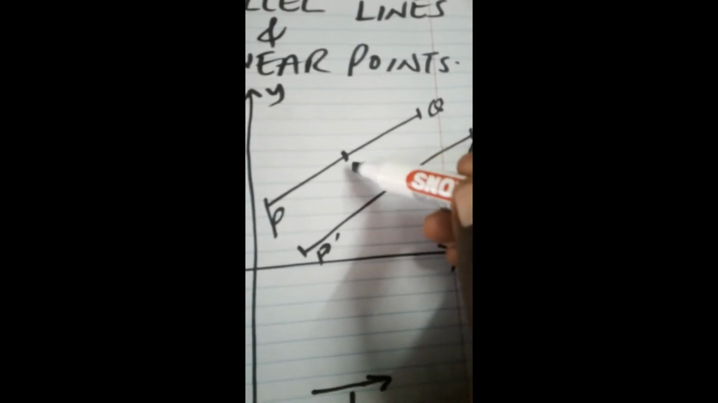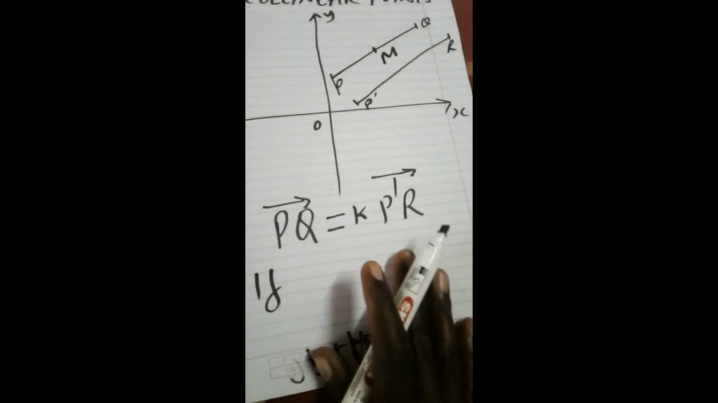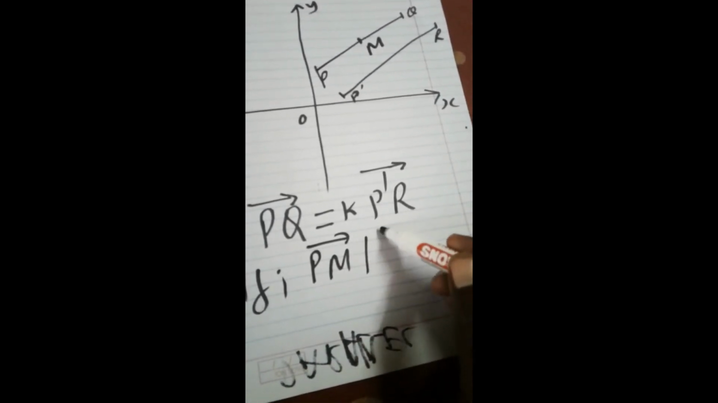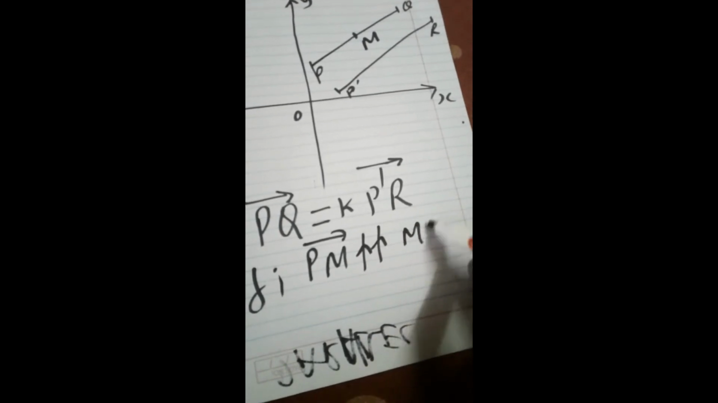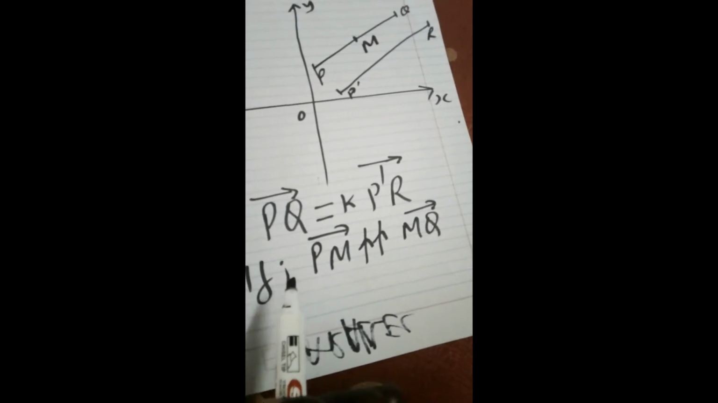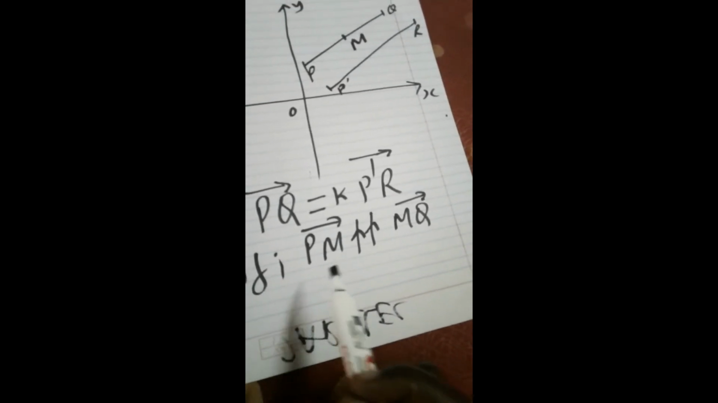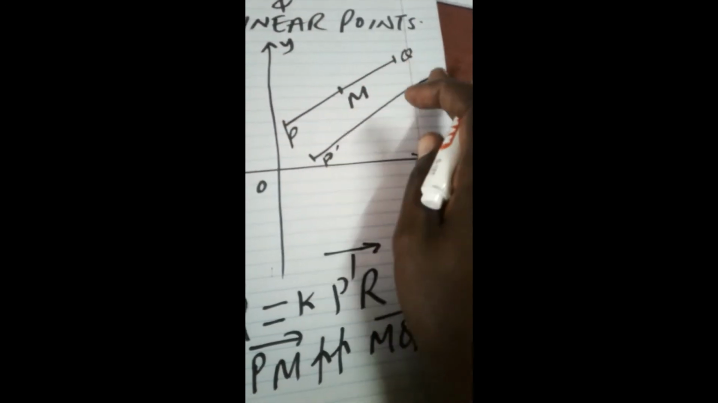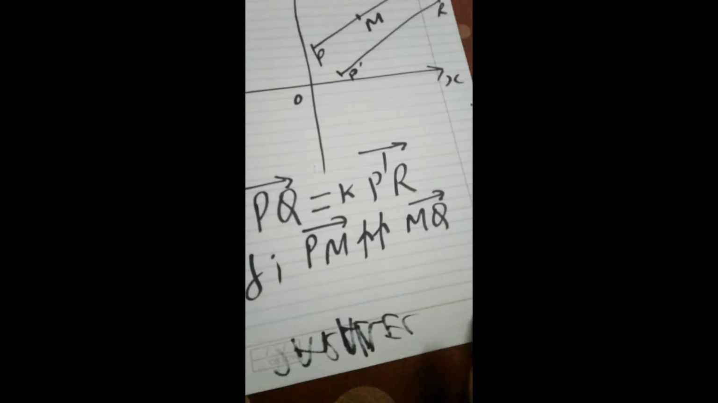But if you have another point, say M on PQ, such that PM becomes parallel to MQ, then it means PM and MQ are parallel and they are collinear because they share a common point M. So PM and MQ are parallel, but at the same time they are collinear, or they lie on the same line because they share a common point M.